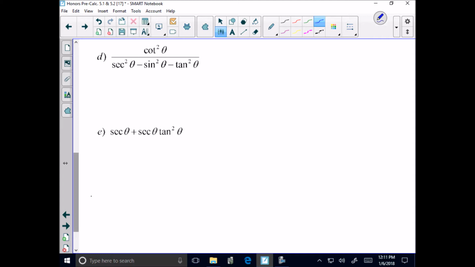All right, so first off with D on page 5, we've got cotan squared over secant squared theta minus sine squared theta minus tan squared theta. And if I'm looking at this expression, what I'm seeing is squared trig functions being subtracted in the denominator. And so what I want to think here is, can I get to a Pythagorean identity that's going to allow me to substitute one trig function for two trig functions and condense down the expression that way in the denominator?